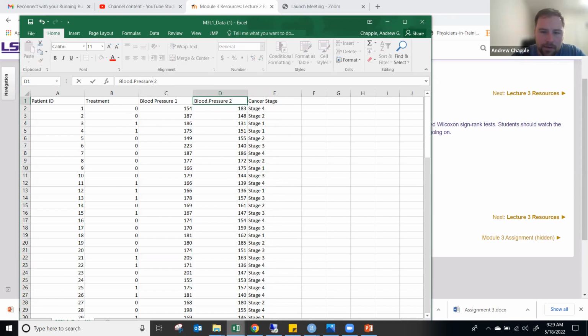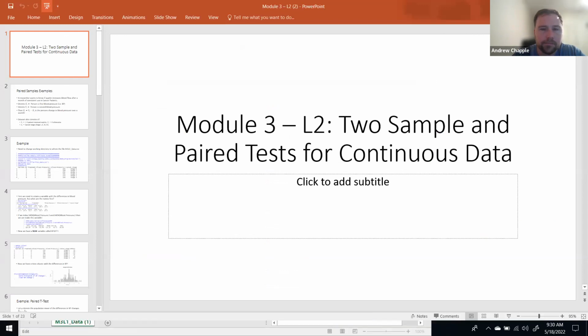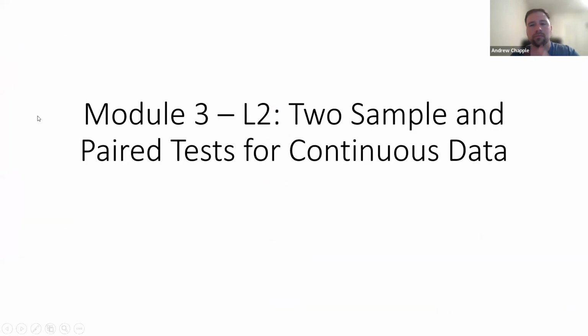All right, so let's walk through the lecture. This is all about two sample and paired tests for continuous data. The last lecture is going to be about two sample tests for categorical data.